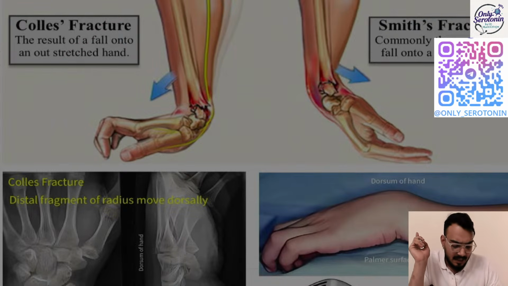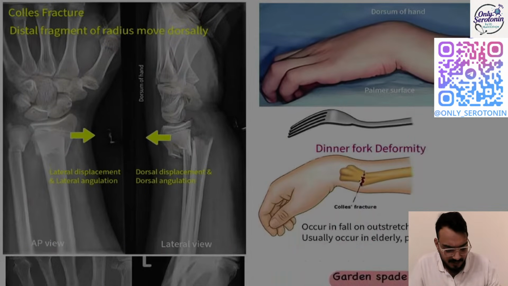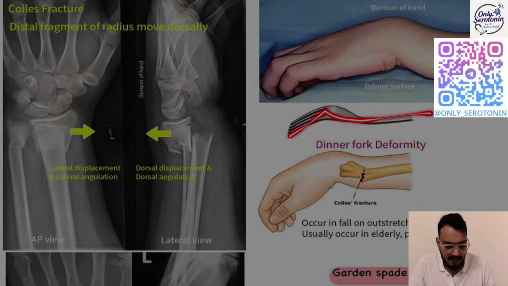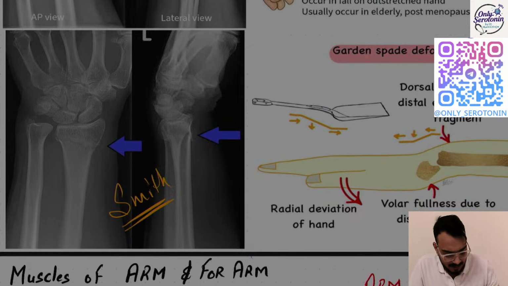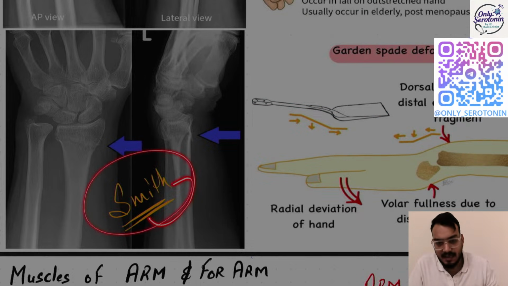Okay, guys. If you will have any kind of FMG exam question related with the Colles fracture or the Smith fracture, one thing they will definitely give, that is the dinner fork deformity. So dinner fork deformity is seen in Colles fracture, and garden spade deformity, it is seen in where, guys? It is seen in your Smith fracture.